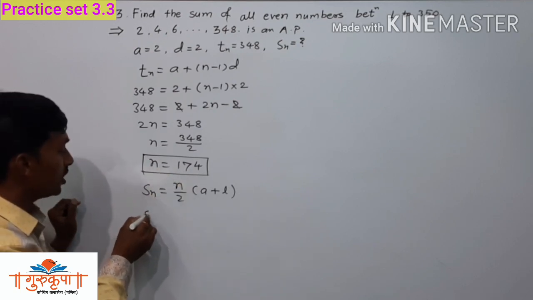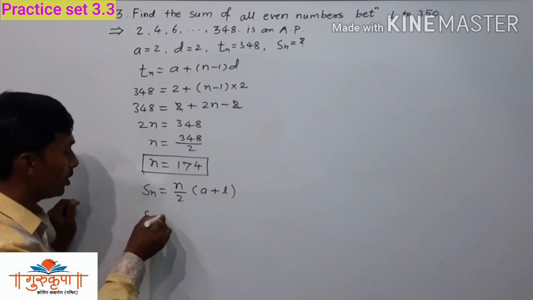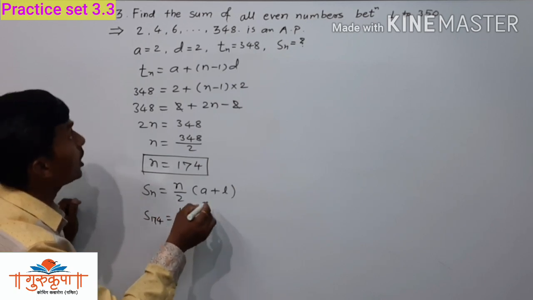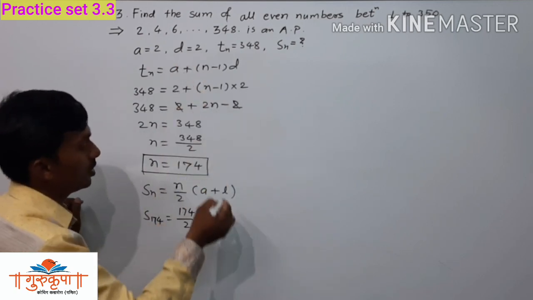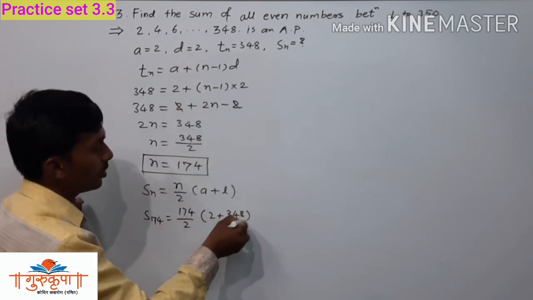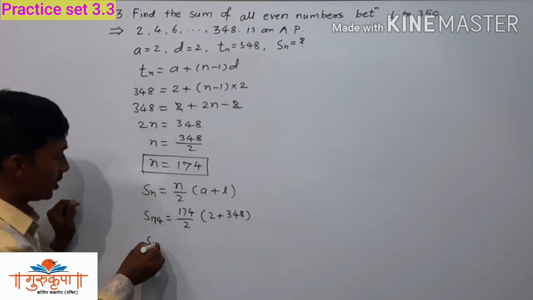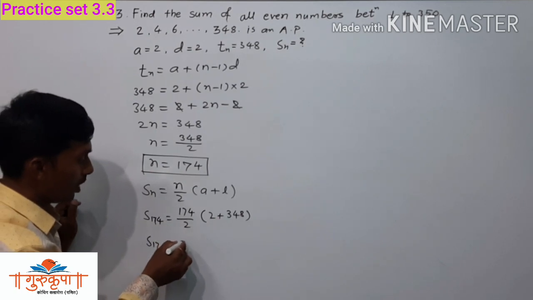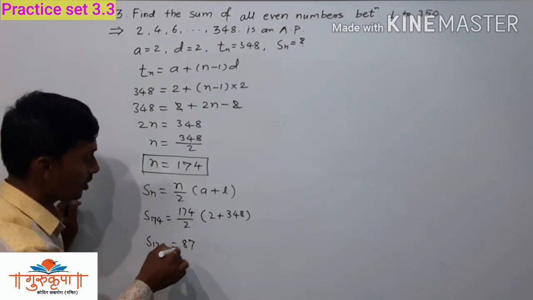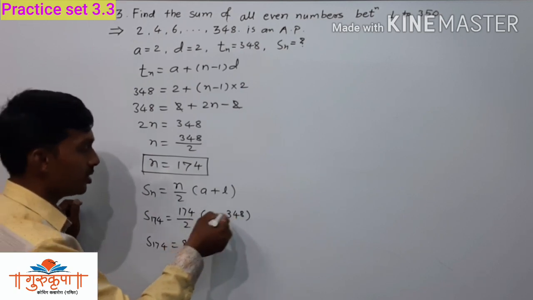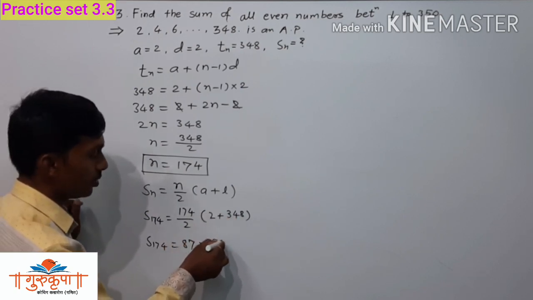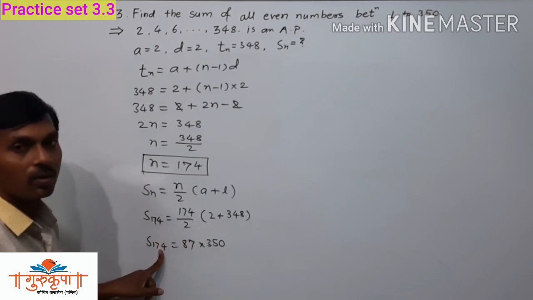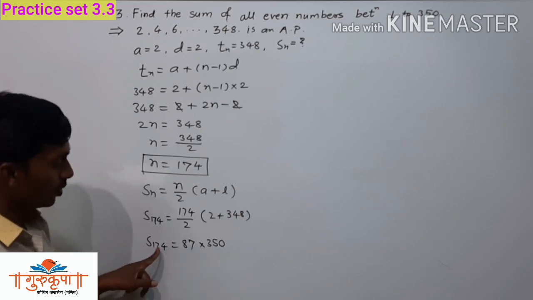Easily we will get the answer. S174 is equal to 174 divided by 2 into the bracket, a is 2 plus l is 348. So here we have S174 is equal to, this is 2 eights are 16 and 2 sevens are 14, and this is 350. So you can take the product of these two numbers and we will easily get the sum of the 174 terms of the given AP.